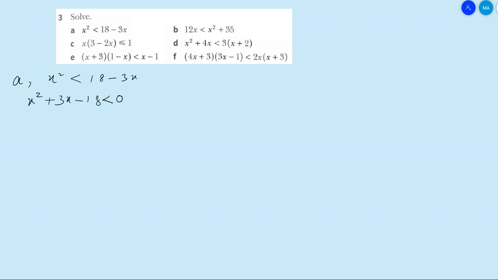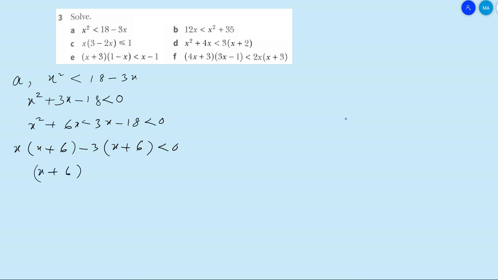Now factorize this. 6 times 3 is 18, 6 minus 3 is 3. So x square plus 6x minus 3x minus 18 less than 0. Take the first two terms, taking x common, x plus 6, taking minus 3, x plus 6, less than 0. So (x plus 6)(x minus 3) less than 0. Now let this (x plus 6)(x minus 3) be equal to y.